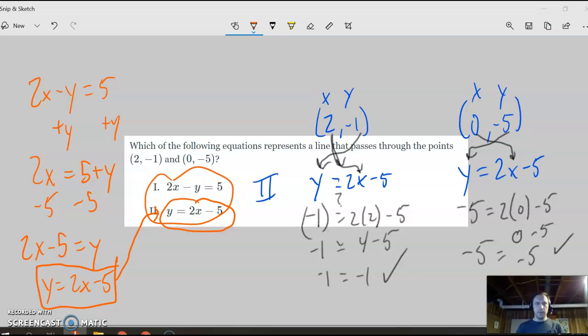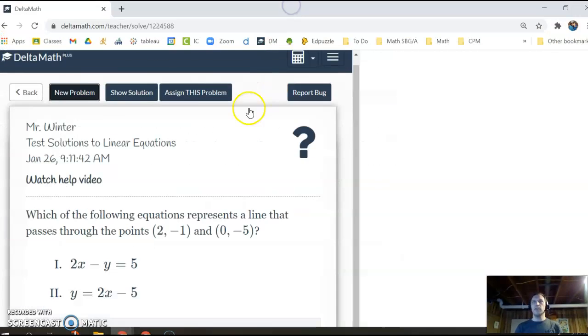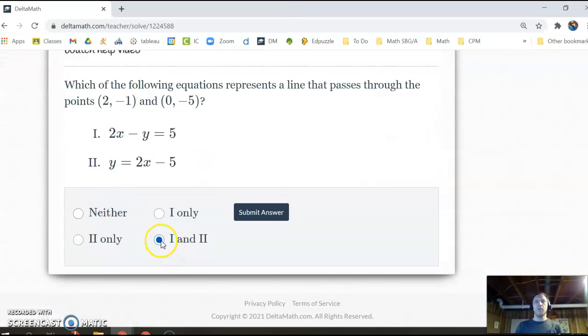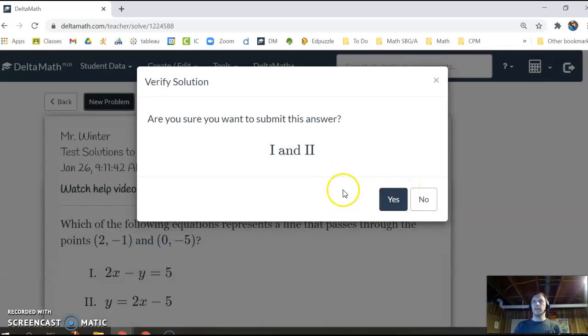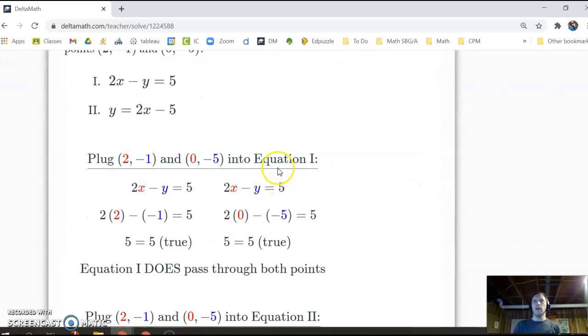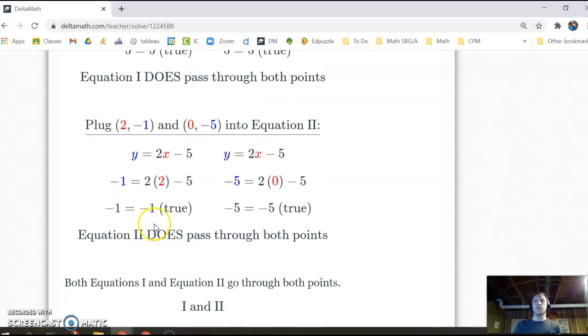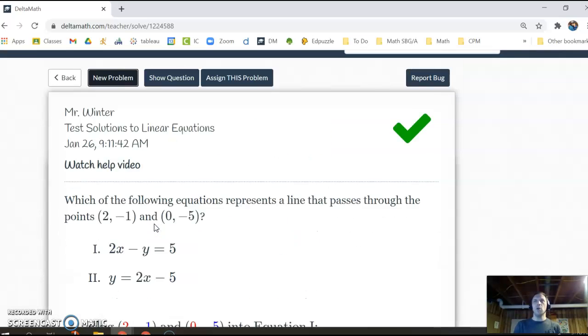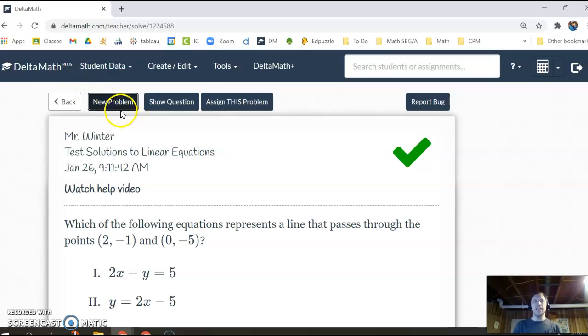Oh, it's not working for me. There we go. Here's our question. We're going to say it works for both of them. Submit that answer. And boom. And it walks you back through this. It does pass through both equations. So hopefully that's helpful. We're going to take a look at the rest of this assignment.